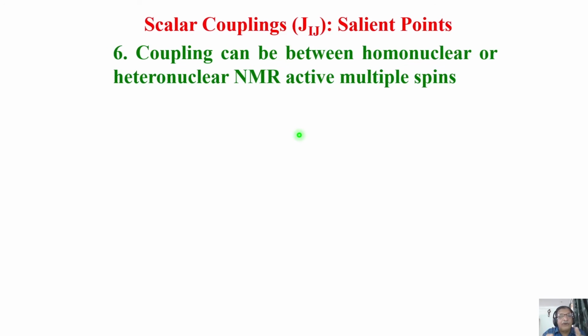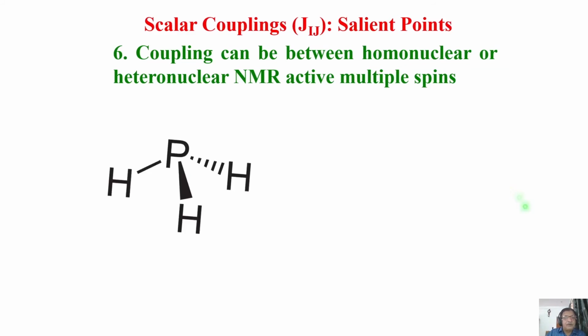Point number 6. Coupling can be between homonuclear and heteronuclear NMR active multiple spins. Very important point. The coupling is not always between homonuclear spins. It can be between homonuclear spins and heteronuclear spins. For example, look at this molecule. Phosphorus and proton, there can be coupling. This is 1 bond coupling. That's allowed. They are not like spins, they are heteronuclear spins, proton and phosphorus. There is a coupling.